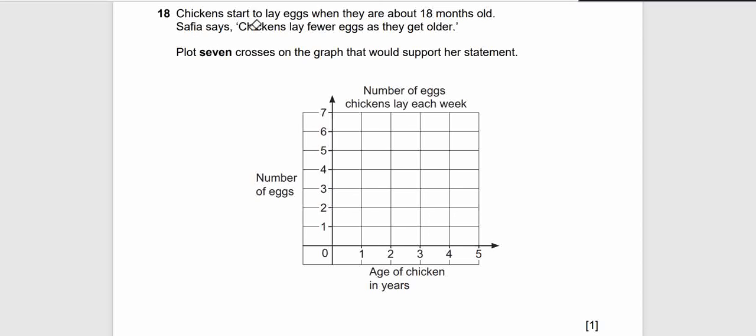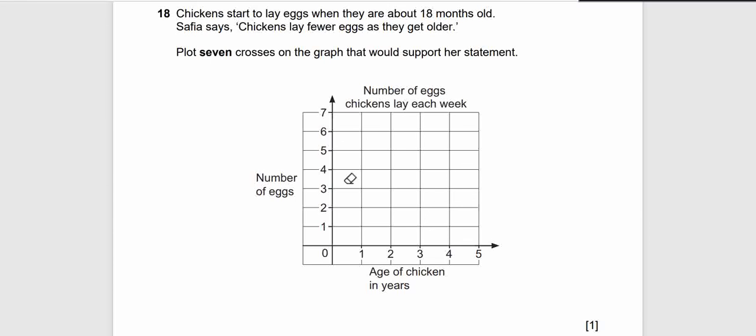Question 18 says chickens start to lay eggs when they are about 18 months old. Sylvia says chickens lay fewer eggs as they get older. Plot 7 crosses on the graph that would support her statement. So this one you can print out the question, screenshot and print it out so you can do it on a paper, or you can make the graph on your own paper. So I'll give you 10 seconds from now. If you're not finished, you may pause this video. Okay? 10, 9, 8, 7, 6, 5, 4, 3, 2, 1.